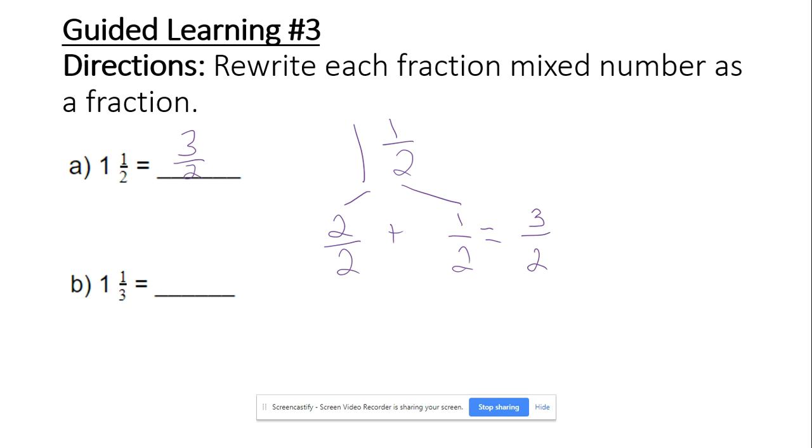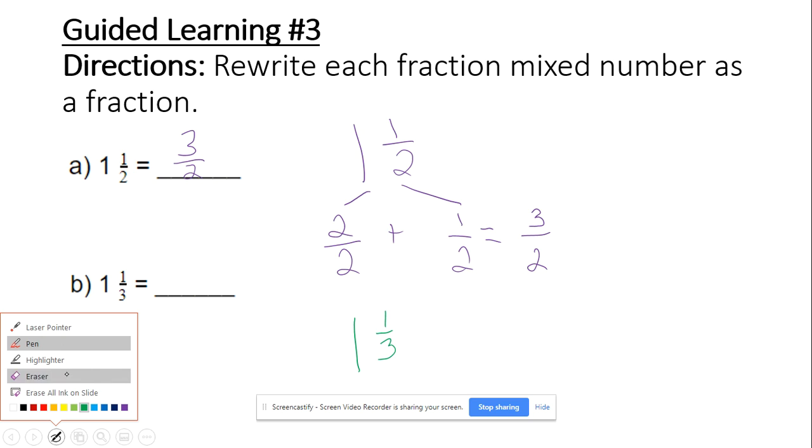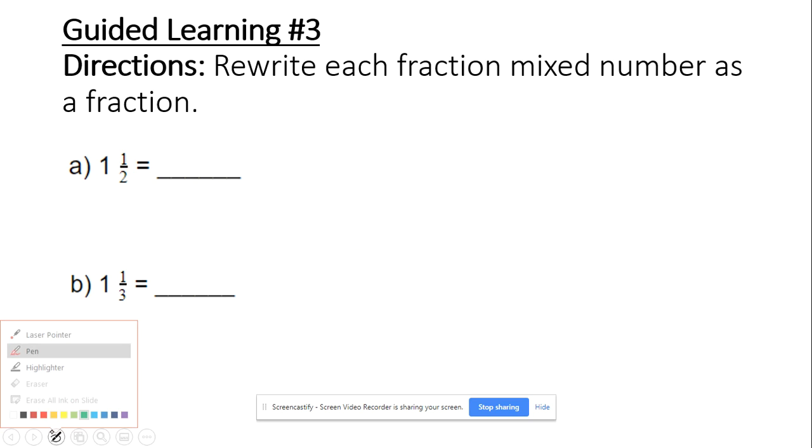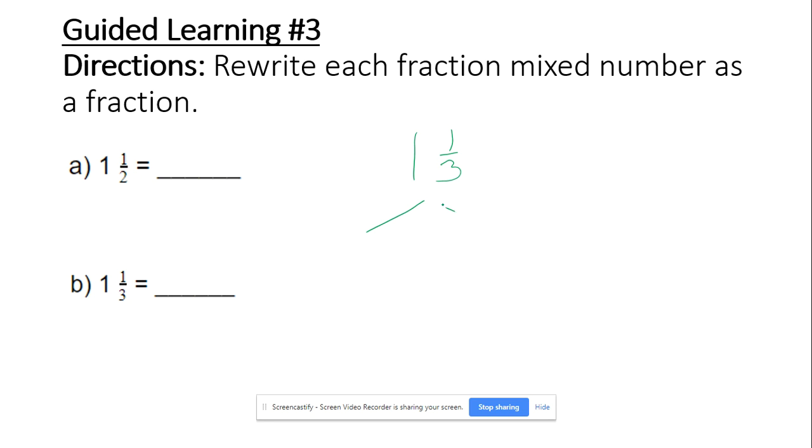Okay, last one for here on the slide, 1 1/3. Let's see, I'm just going to clear the slide. More room. Here we go. So we have 1 1/3. We can rewrite 1 whole as 3/3, and we're going to add that extra third. When we add this together, we get 4/3. So our fraction greater than 1 would be 4/3.